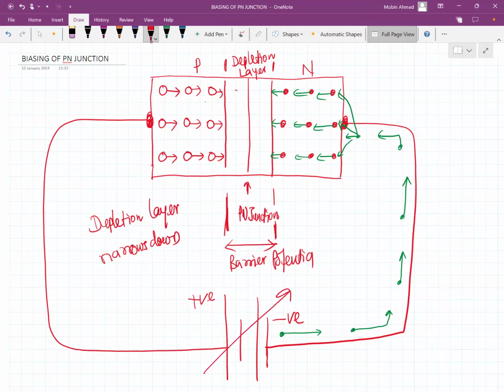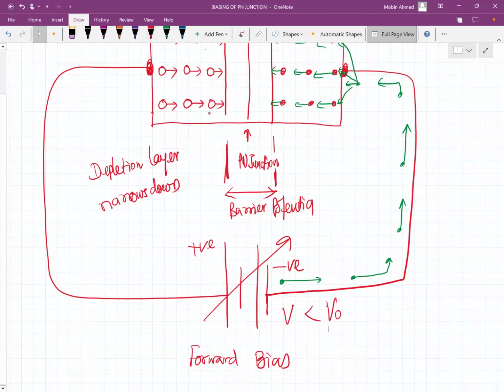This will happen till the time the applied voltage, that is V, is less than the barrier potential voltage, that is V naught. This will happen till the applied voltage V is less than the barrier potential voltage. V naught is the barrier potential voltage.